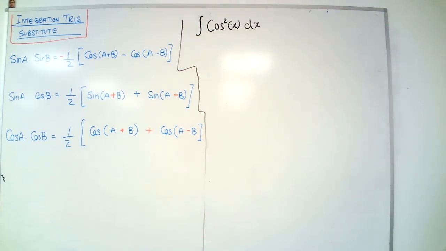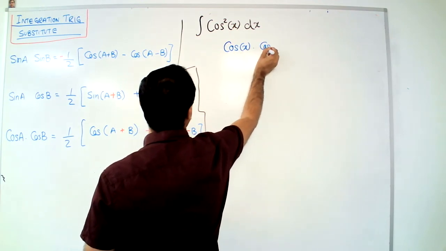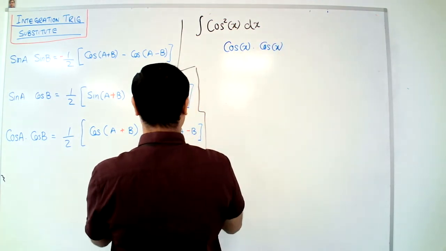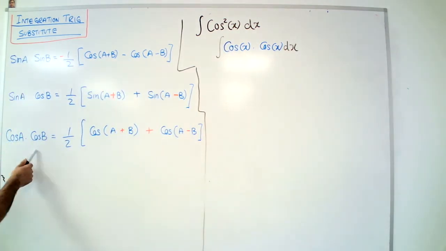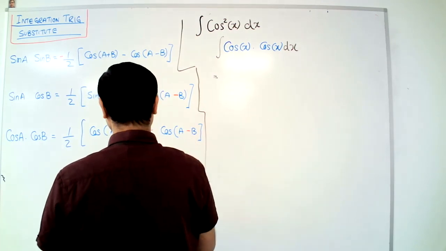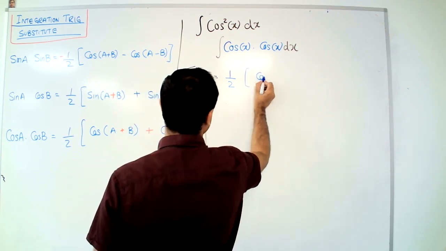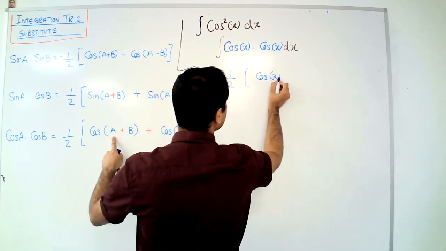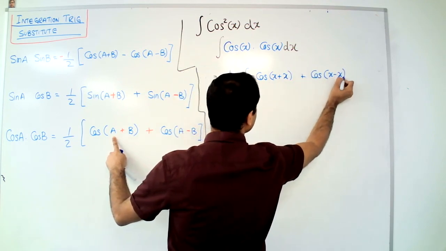Now we cannot integrate cos squared x straight away. To do that one, we need to break it down. To break it down, we can do cos x dot cos x, and then we just go with the cos a cos b formula. Obviously both are x, so we can work this one out. That will be half, I'm not integrating yet. Cos of a plus b, so that becomes cos of x plus x, plus cos of x minus x.